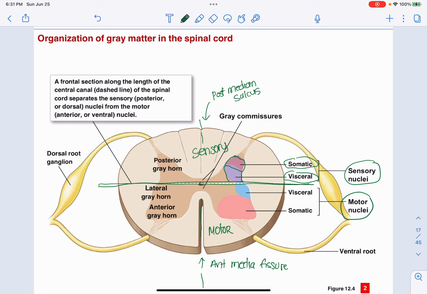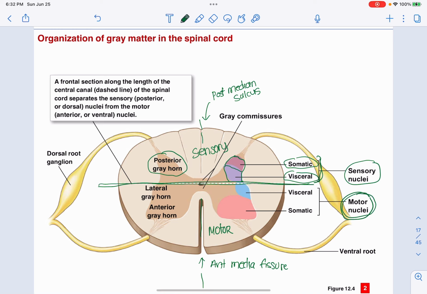Now remember what somatic sensory is. That's the ability for us to interpret touch or pain. And then the visceral sensory has to do with pH or oxygen levels. So both the somatic and the visceral sensory nuclei are located in what is called the posterior gray horn. And again, there will be connections that run between them, back and forth from the left to the right side through the gray commissure.